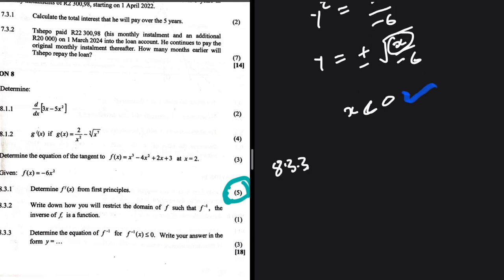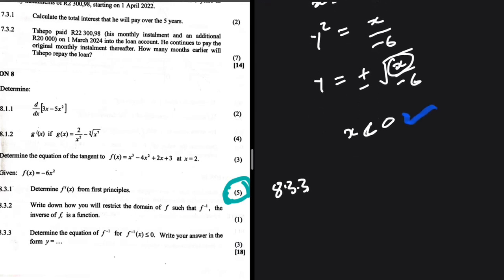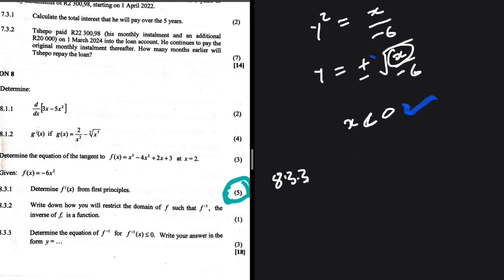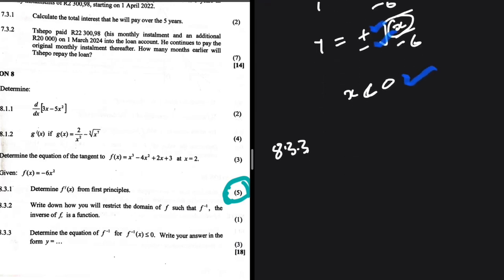8.3.3, determine the equation of f inverse for which f inverse is less than or equal to 0. Write your answer in the form y equals. So you can see we have a plus or minus. If we need it to be less than 0, this is the option that we need to take. f inverse of x equals minus the square root of x divided by minus 6. Here we go.